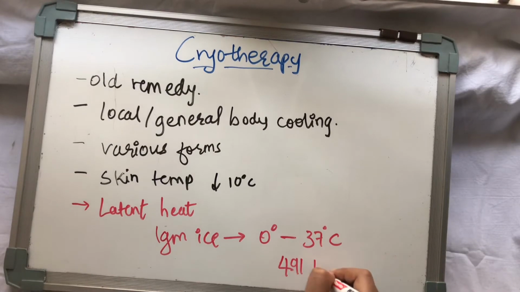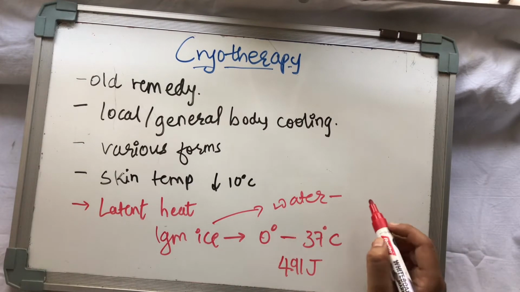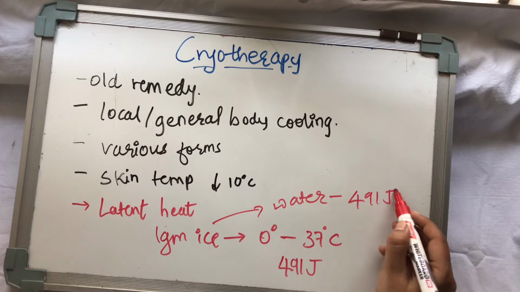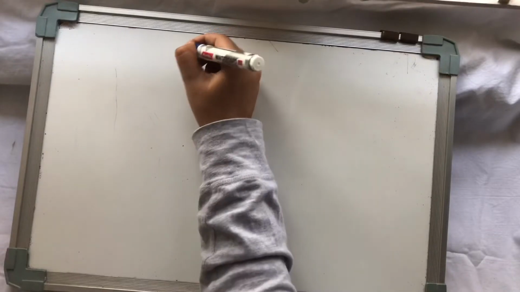So we all know the latent heat of fusion. To raise the temperature of 1 gram of ice at 0 degrees to 37 degrees Celsius, it requires 491 joules, whereas to raise 1 gram of water at 0 degrees to 37 degrees Celsius, it requires 155 joules of energy.